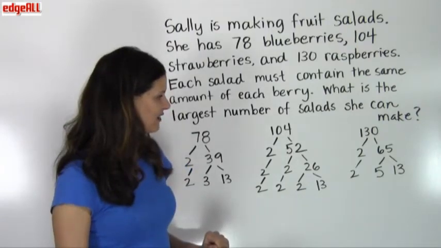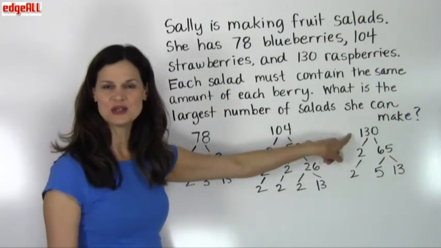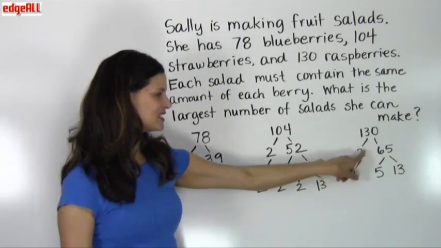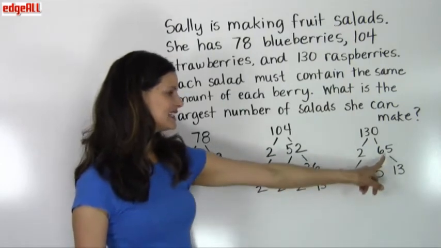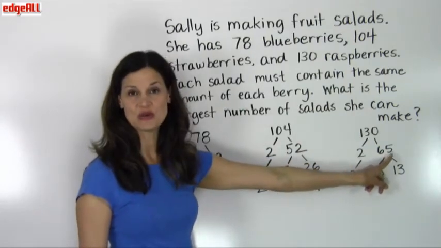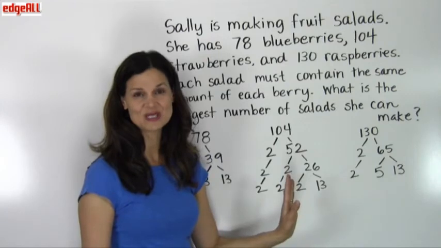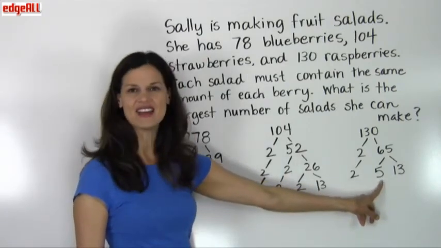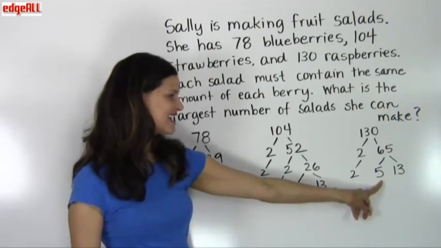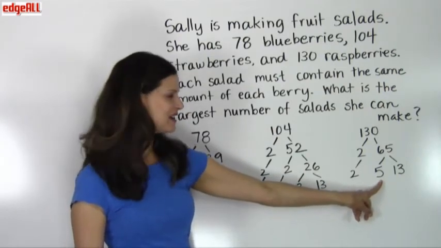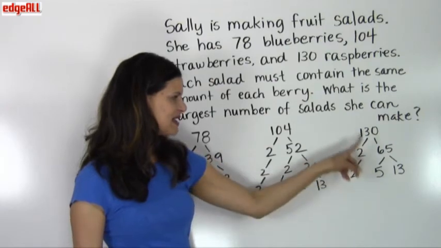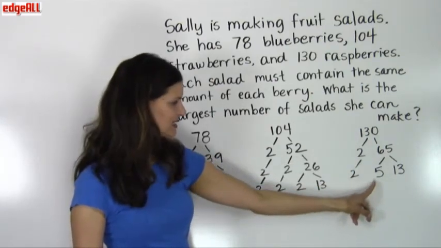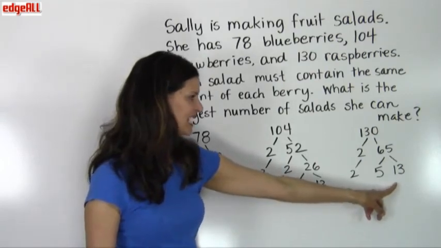And lastly, for our prime factorization of 130, 130 is divisible by 2, which gives us 2 times 65. 65 is not divisible by 2 or by 3, our first two smallest prime numbers. So we go to our next prime number, which is 5, and we see that 65 is divisible by 5, and it equals 5 times 13. So the prime factorization of 130 is 2 times 5 times 13.